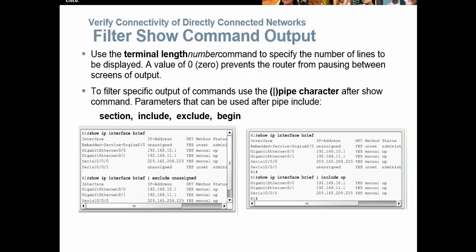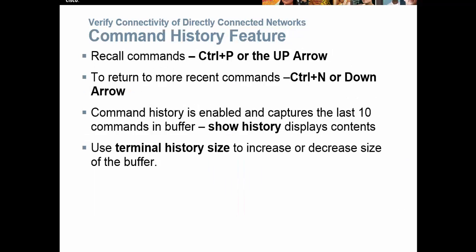You can filter specific output of commands by using the pipe character after the show command and giving it parameters that you want to look at, like show ip interface brief. You can tell it show ip interface brief, the pipe character, include up, so it's just showing you the up interfaces. Here we see show ip interface brief, the pipe, exclude unassigned. You can also do this with your show run command to tell it which section you want to look at. So it comes in very handy.